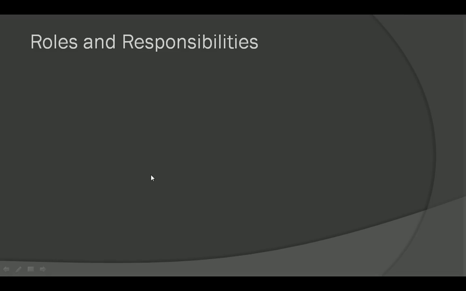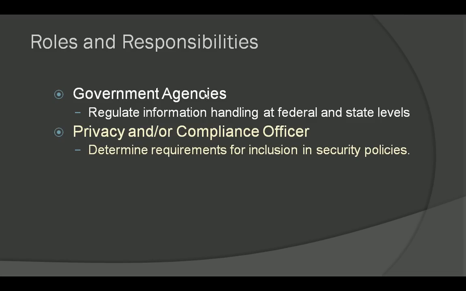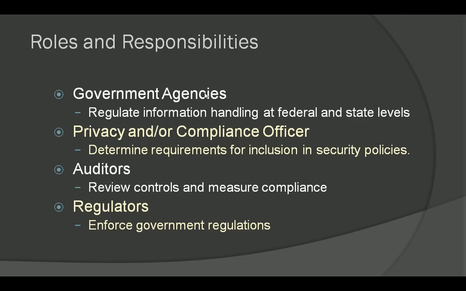So, some roles and responsibilities. We're going to talk about who all the people are that are involved in creating these policies. We have government agencies, which are creating regulations for federal, state, local, and all that. We've got privacy and compliance officers within our own organization that help us identify that we're complying with those regulations. We have auditors that can help us make sure we're complying, and regulators that will enforce regulations.